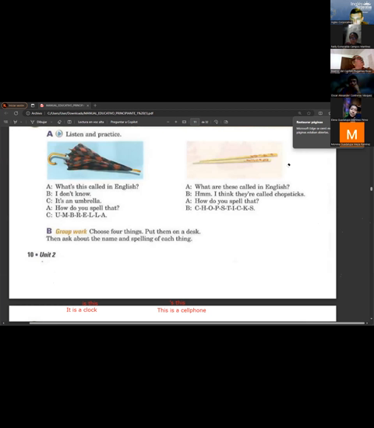One more time. What are these called in English? I think they are called chopsticks. How do you spell that? C-H-O-P-S-T-I-C-K-S. Chopsticks.